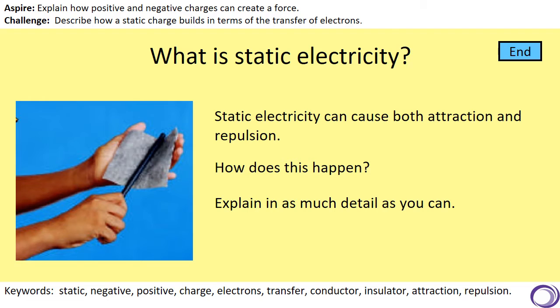Repulsion then. With repulsion you end up with two objects that have got the same charge. For example, it could be two negatives where they've both had extra electrons put on, or it could be two positives and these objects have both lost electrons.